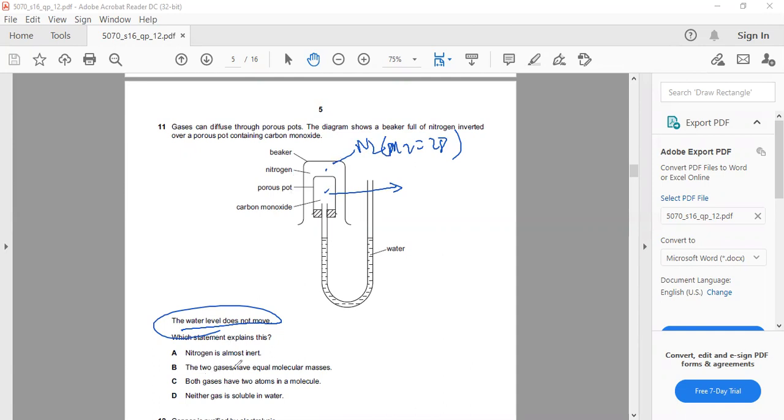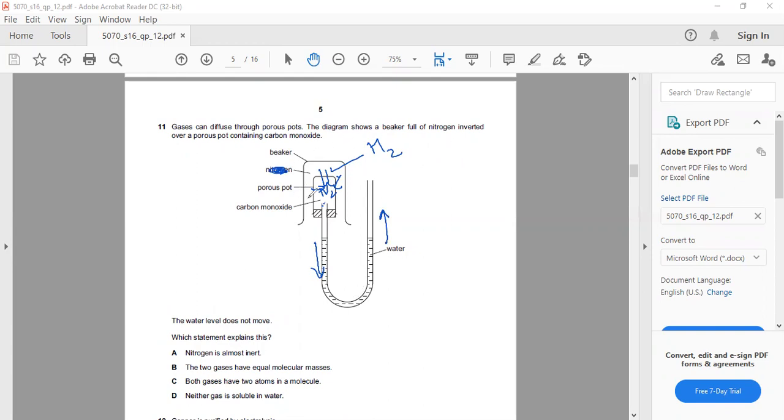So what should be the answer? B. If they have equal masses, then nothing will happen here. No pressure change. Otherwise, suppose hydrogen is inside and here you have nitrogen. Hydrogen will diffuse faster inside and nitrogen will diffuse out slower, so inside pressure increases, so this will go down and this will move up.